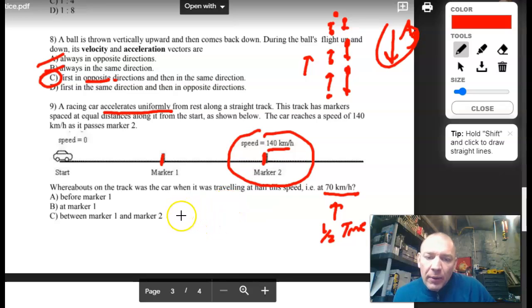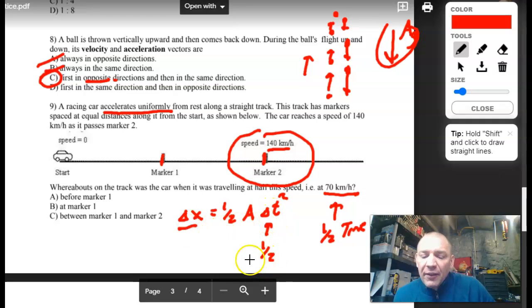Well, again here, we have this whole delta x is equal to 1/2 a delta t squared. But now the question is, if at the full time we get the full distance, where will we be at half the time? Well, if you have half the time squared, that's going to give you 1/4 the distance. So you're actually going to be back here at half the time.